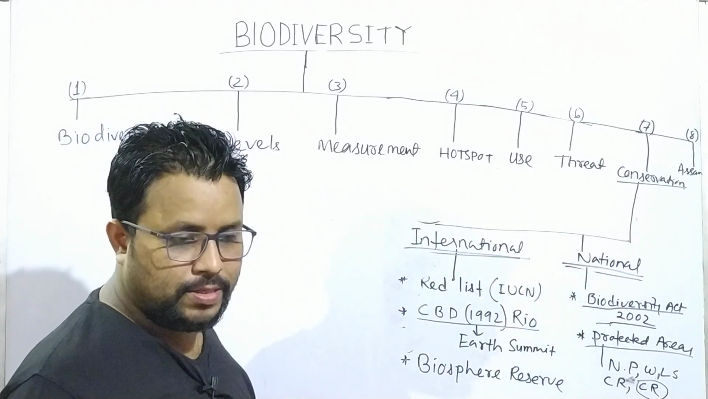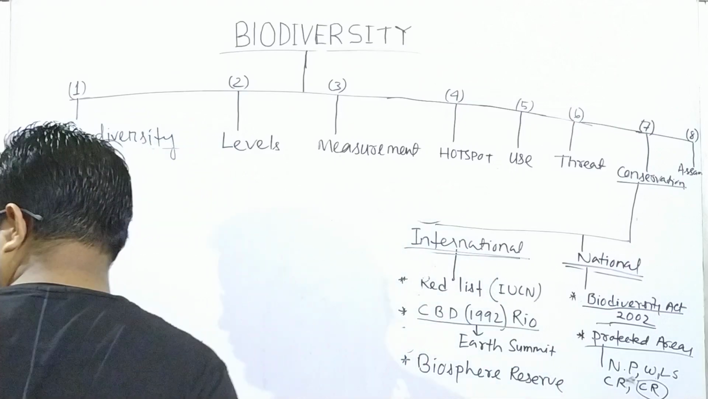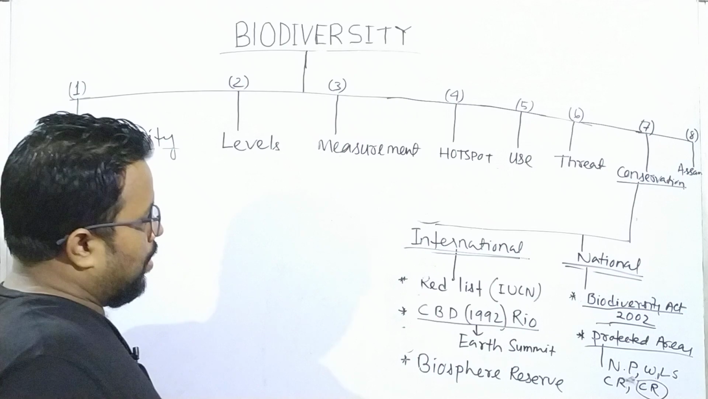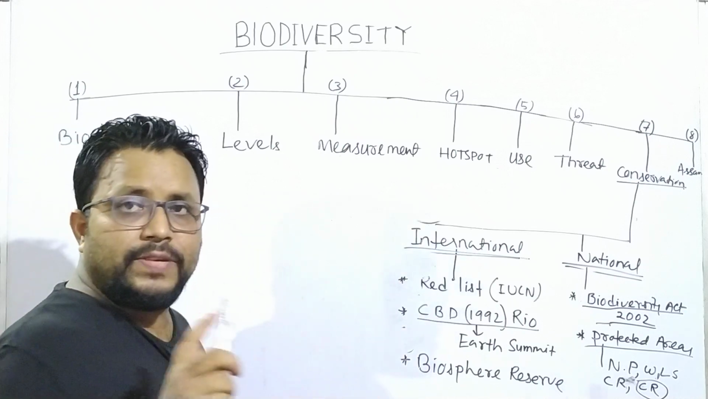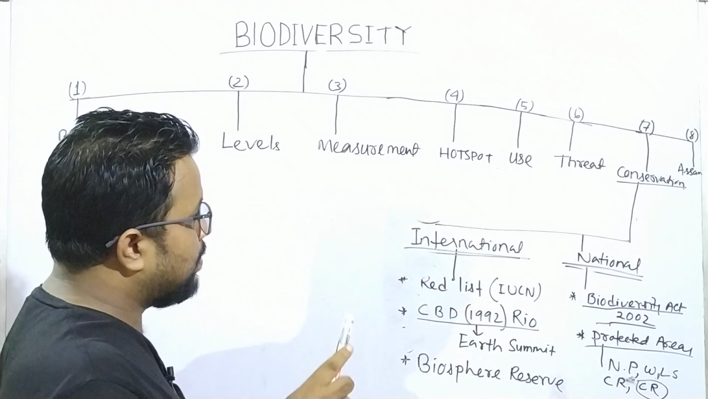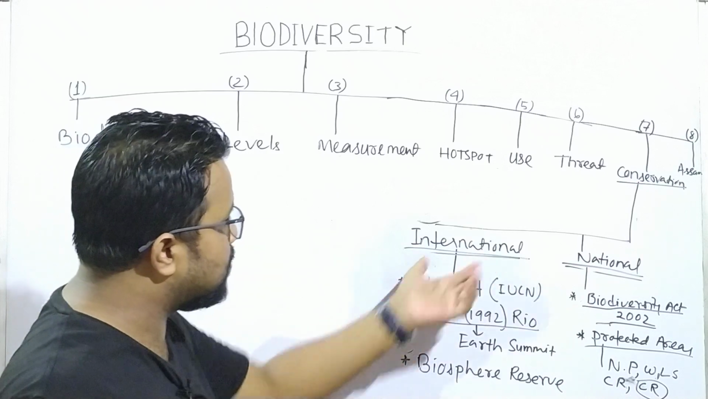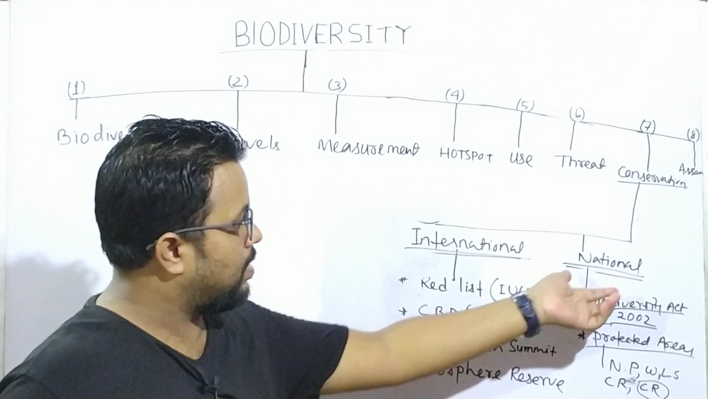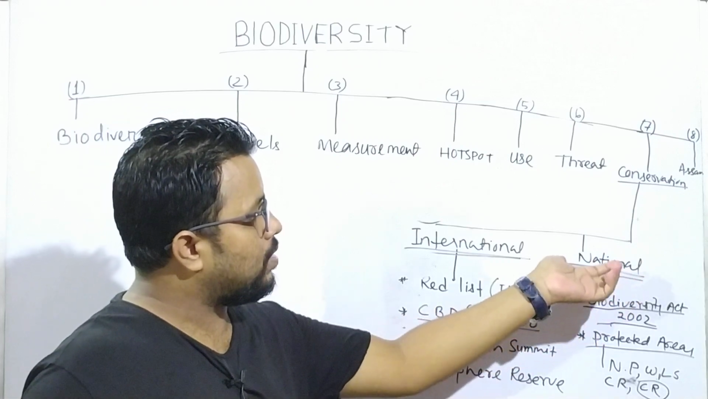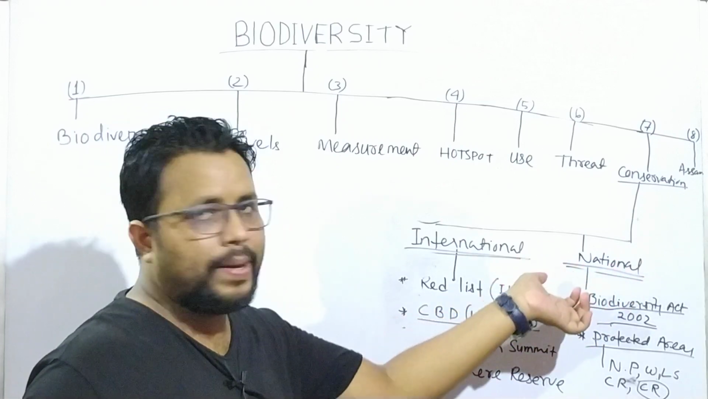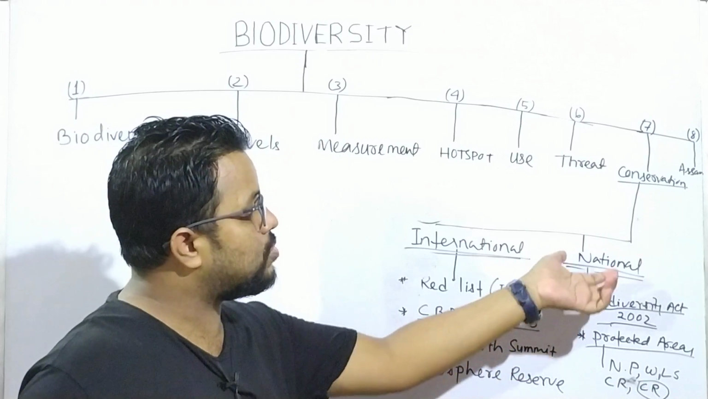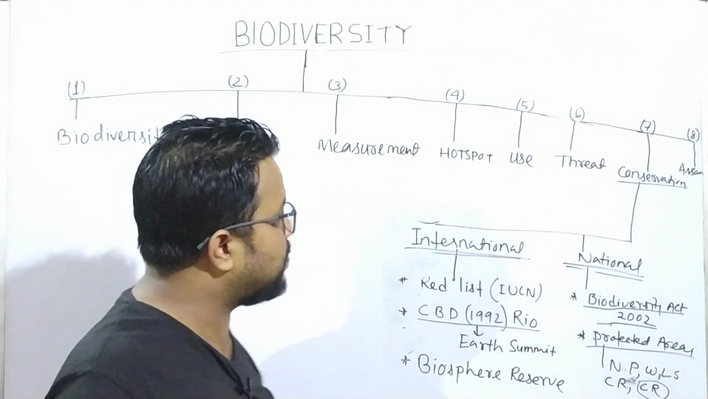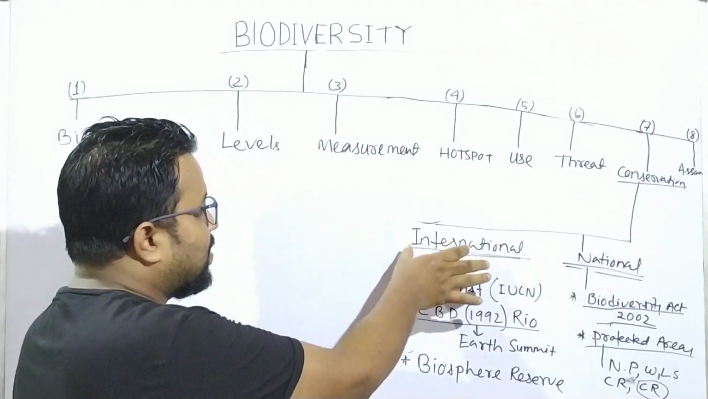Conservation of biodiversity. This is very important. Conservation of biodiversity is done in two ways: one is international measures, another is national measures. National measures means we will talk about India, how the Indian government has taken measures to conserve biodiversity, and we will also talk about the international measures to conserve biodiversity.